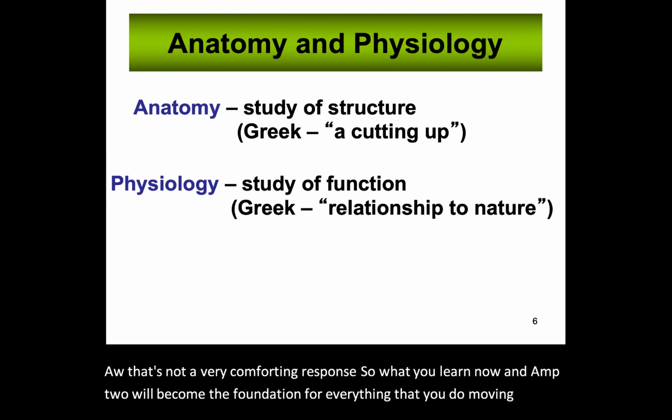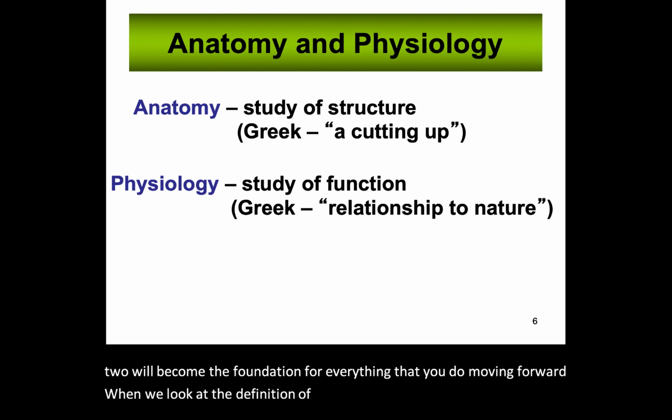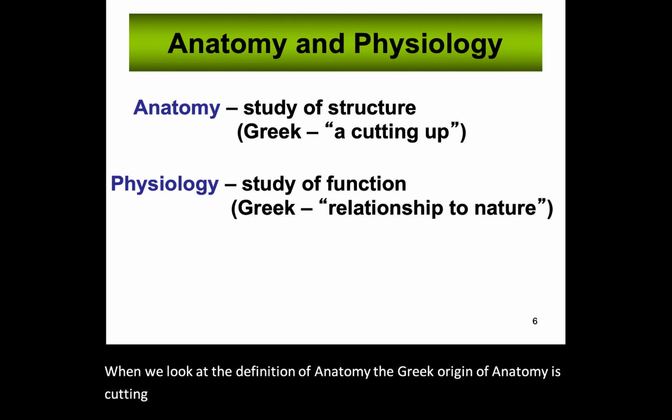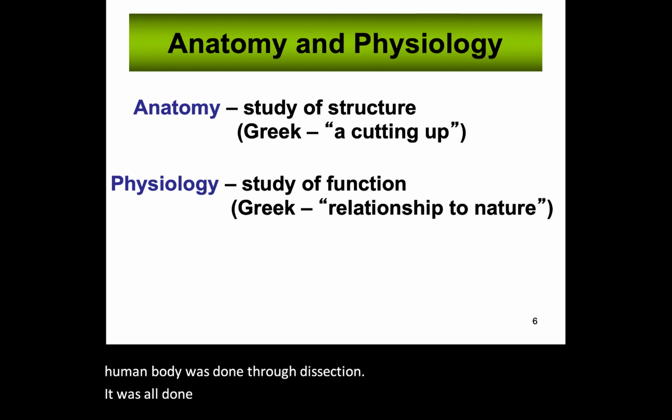When we look at the definition of anatomy, the Greek origin of anatomy is cutting up. It's because the earliest understanding of the human body was done through dissection. It was all done post-mortem. We did very little study of the human body on live patients. You can imagine why. Not many takers. And based on studying the body, we made presumptions about the physiology, which we got wrong a lot.